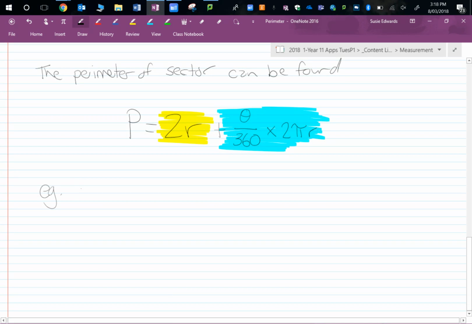E.g., find the perimeter of this shape. That is a degree sign. It doesn't say 200, it says 20 degrees.